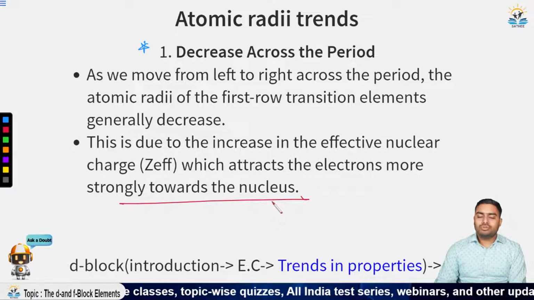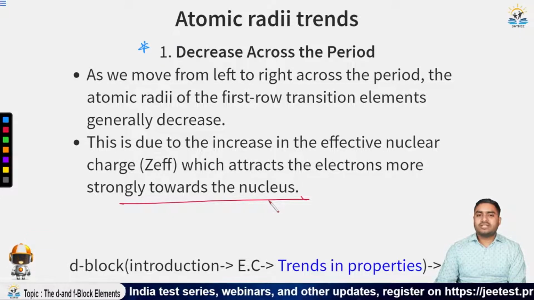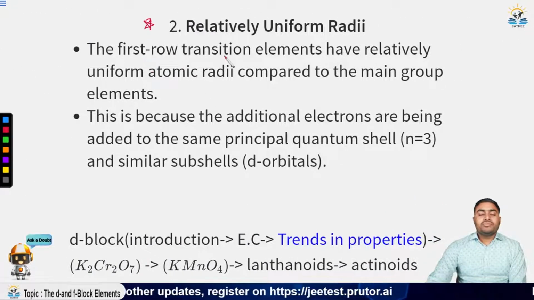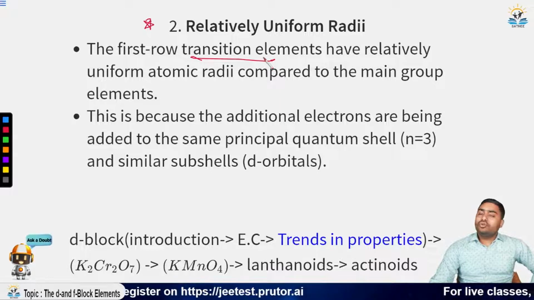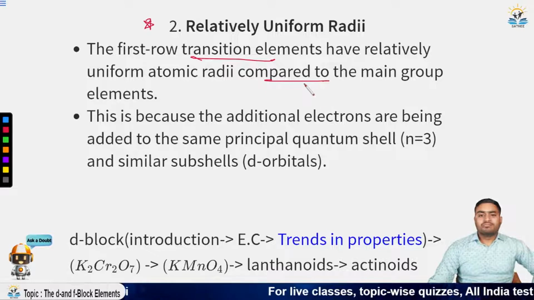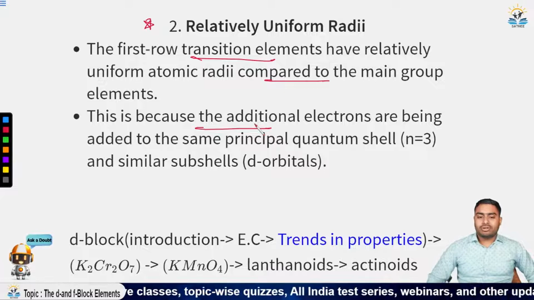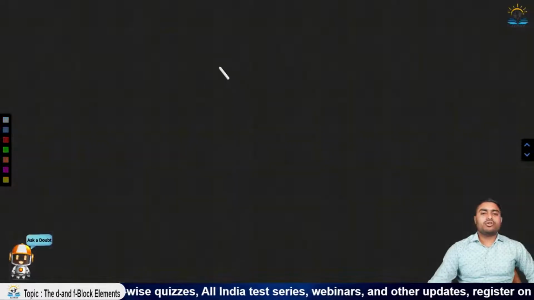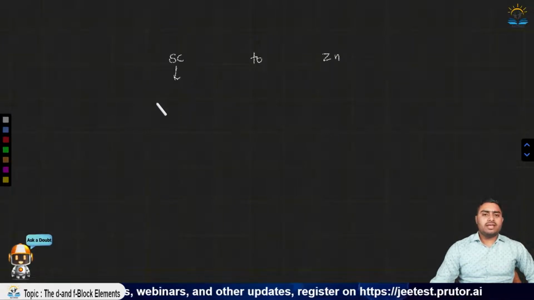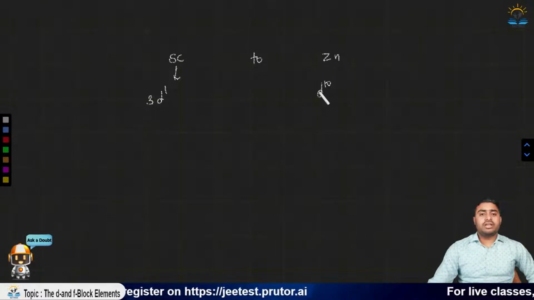So generally, moving left to right, atomic radii in the 3d series or first row transition element series will decrease. Next is relatively uniform radii. The first row transition elements have relatively uniform atomic radii compared to the main group elements, right? This is because the additional electrons are being added to the same principal quantum shell. If you look at the electronic configuration from scandium to zinc, it varies from 3d1 to 3d10.